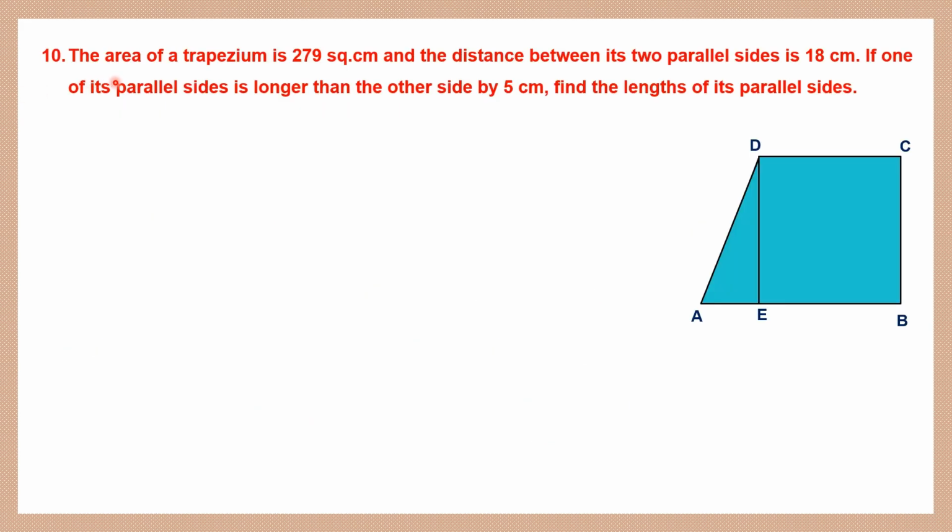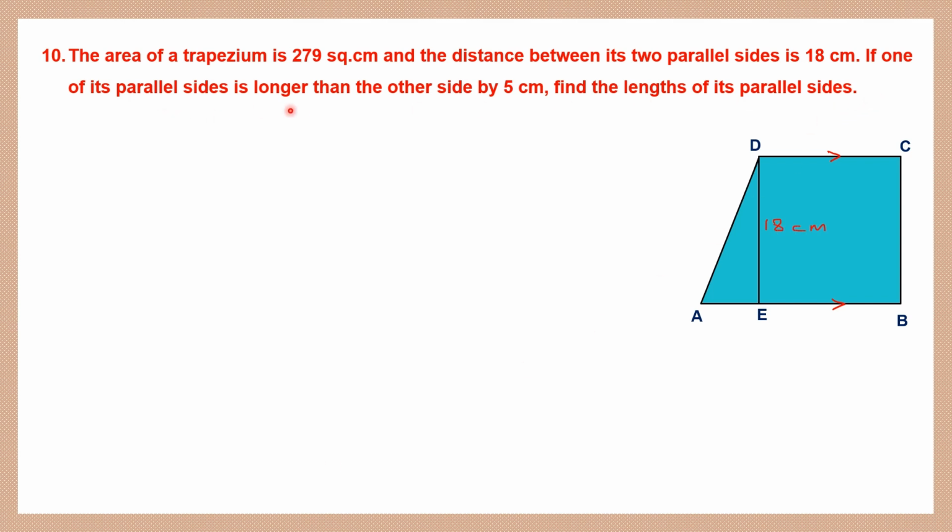Question 10. The area of a trapezium is 279 square centimeters. So we have a trapezium here and the distance between its two parallel sides. Remember, a trapezium has one pair of parallel lines. So here we have CD, this is one, and we have AB. These are the two parallel lines of this trapezium. And the distance between the two, that will be the height. So the distance or the height here is 18 centimeters. So we can write that, 18 centimeters.